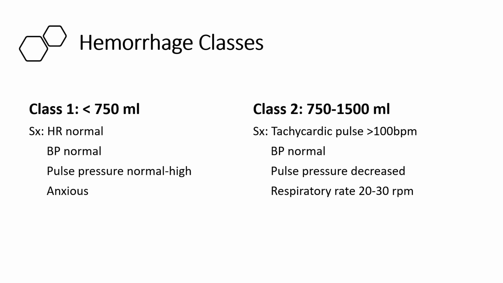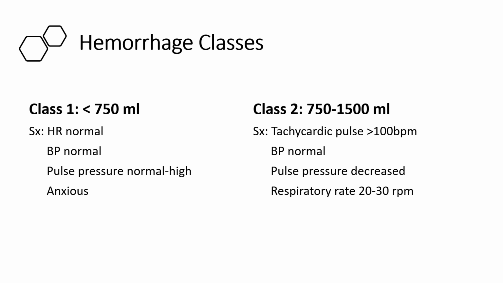In a class 2 hemorrhage, up to 1,500 mils is lost. The person may become tachycardic with a heart rate greater than 100 beats per minute. The blood pressure may remain normal. The pulse pressure may be decreased and the respiratory rate may increase.